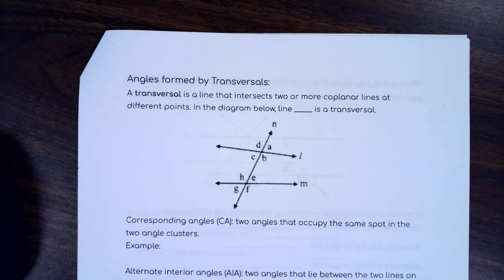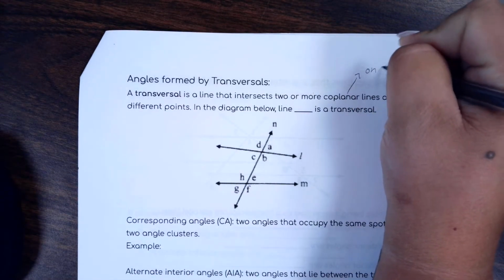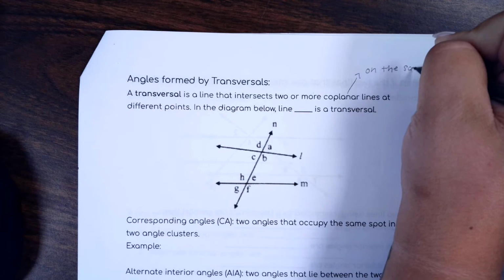Today we are talking about angles formed by transversals. First, what is a transversal? A transversal is a line that intersects two or more coplanar lines at different points. Remember, coplanar means on the same plane.